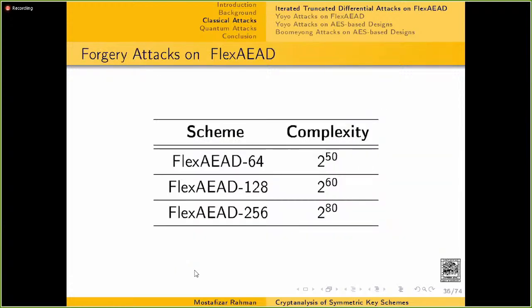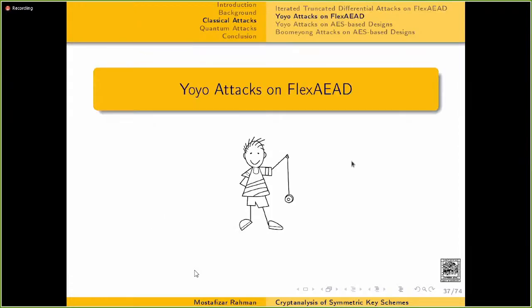Now, these are the complexities of the forgery attacks. The attacks that I have shown are for Flex 128, and the complexity of this is 2 to the 60. The complexities of the other attacks are 2 to the 50 and 2 to the 80. Next are the UO attacks on Flex 80.